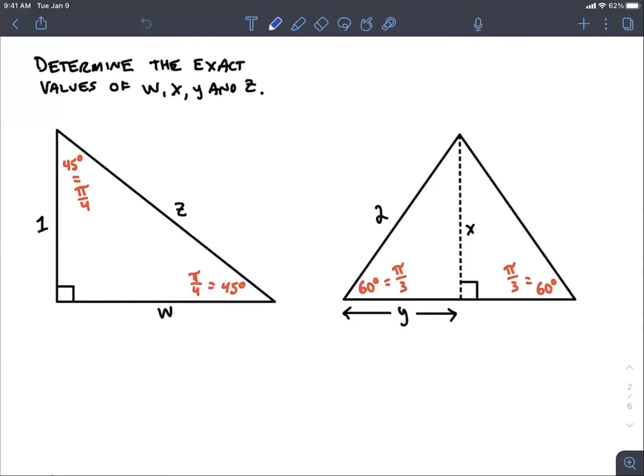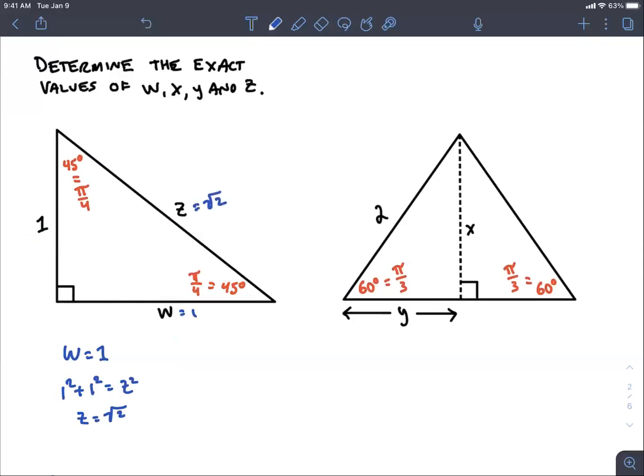The first thing you should notice in this first triangle is that if they're 45, 45, and 90, then these two legs have to actually be equal. So W is just 1, so that's a pretty quick one to try to solve. Okay, now if we know that that's 1, then I can use the Pythagorean theorem. So 1 squared plus W squared, which is also 1, has to equal Z squared. And then you end up with Z is the square root of 2 if you follow that through to its conclusion. So W would be 1, and Z would be the square root of 2.